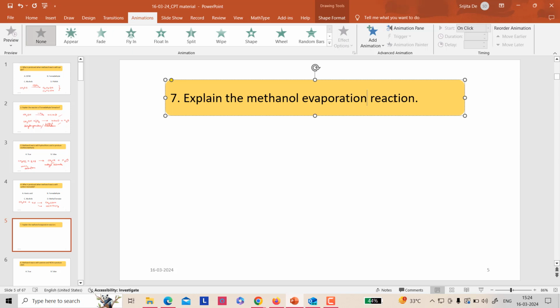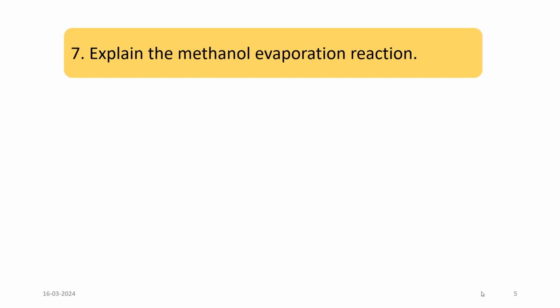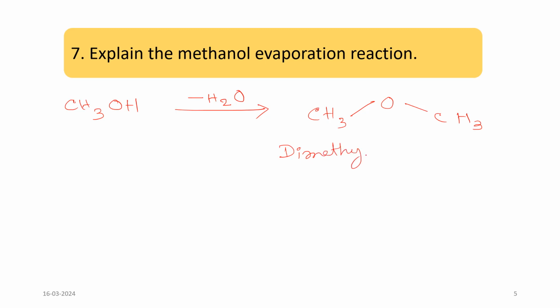That means dehydration: when water goes out from a chemical, that is called dehydration. So here I have asked about the dehydration reaction. Here it will be methanol, that is CH3OH, minus H2O. So water is taken out and it produces CH3OCH3, that is dimethyl ether, DME. Okay, so this is the first step.